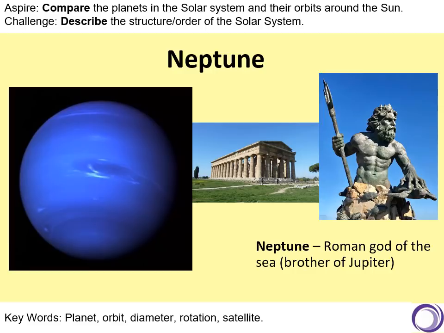Uranus was 2,870. Neptune is 4,500. So it comes as no surprise that the length of time to orbit the Sun is 165 years, basically nearly double that of Uranus. However, the length of the day is fairly similar, 16 hours. So the length of the day on Uranus was 17, Neptune is 16.